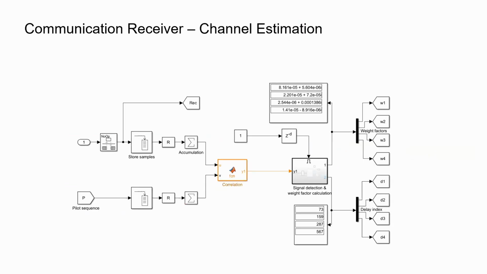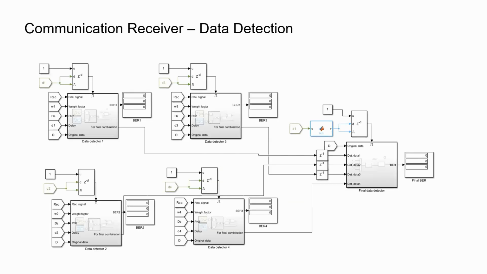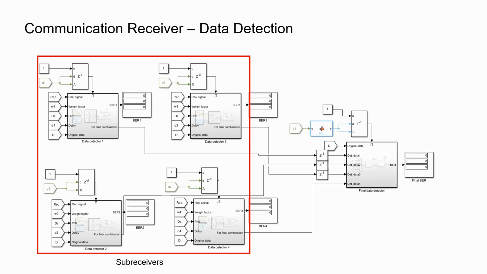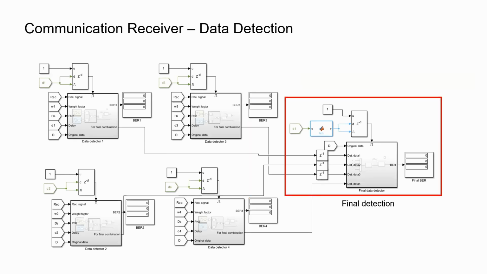The channel estimation process involves a correlator for signal detection and then calculates the weight factors for maximum ratio combining. The estimated channel factors can be monitored in real time using displayers. Based on the result of channel estimation, the multi-path faded signals are separated and processed by the sub-receivers. At last, the outputs of the sub-receivers are combined for final detection.